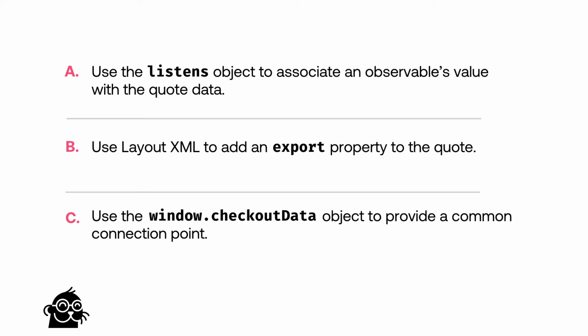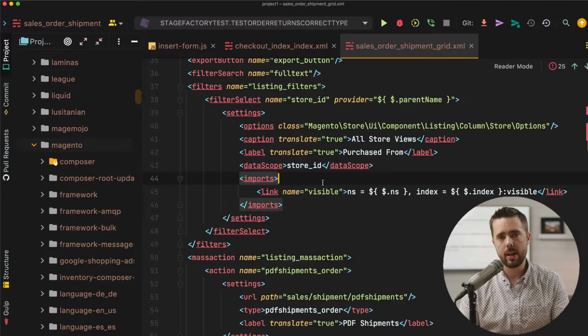Use layout XML to add an export property to the quote. This one sounds very promising as well. For example, and I'm going to pull from the admin UI components, which, as I like to tell people, admin UI components are literally putting lipstick on a pig.